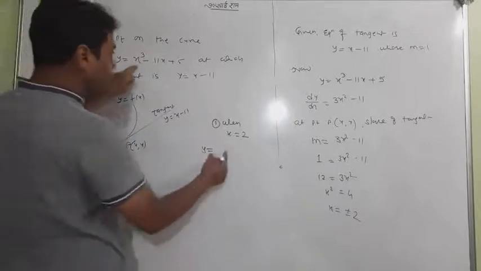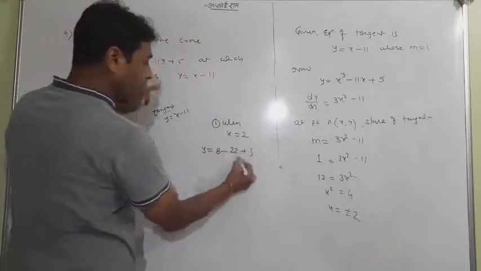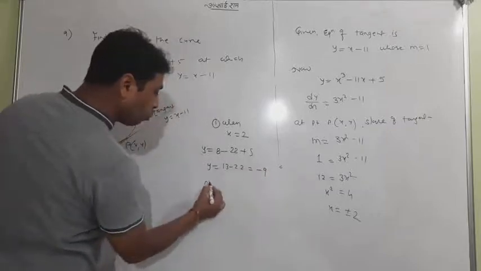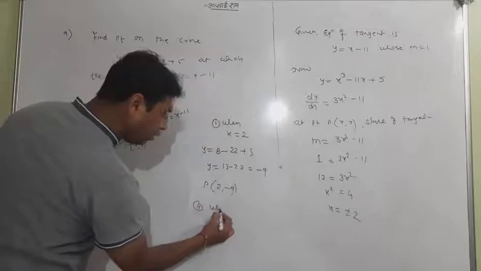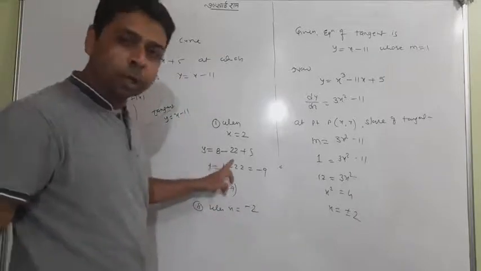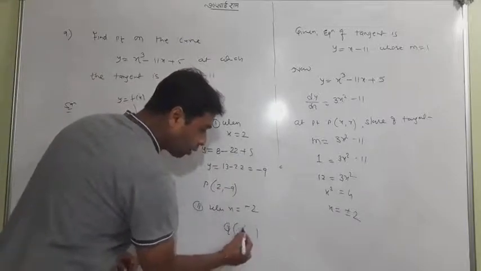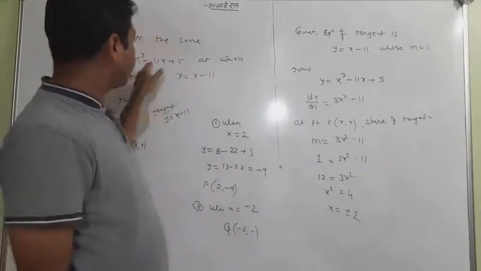So y equal to 2 cubed is 8, minus 11 times 2 is 22, plus 5. So y will be 13 minus 22, which is minus 9. So the point of contact will be (2, minus 9). And in the second case, when x is equal to minus 2, please do it by your own. Whatever the answer will be for y, this is going to be Q. Please do it by your own. Put minus 2 in the curve and get your y.